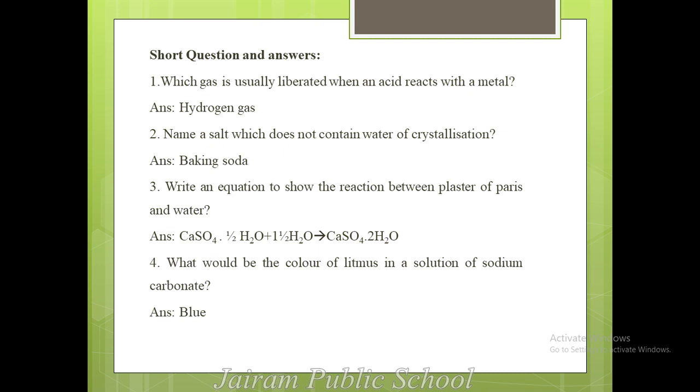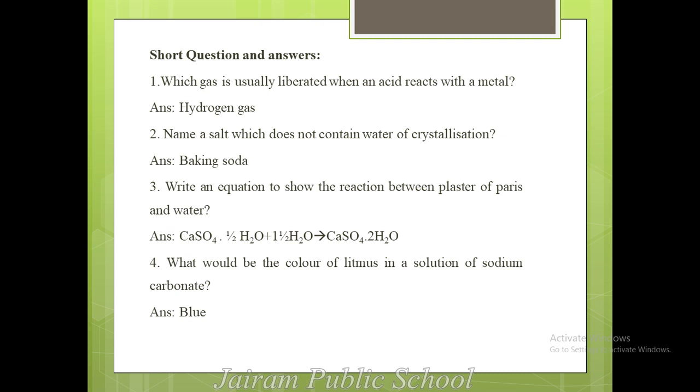First question, which gas is usually liberated when an acid reacts with a metal? So when acids react with a metal, what type of gas will be liberated? Here the answer is hydrogen gas. That is the first reaction you have to apply: acid plus metal gives salt plus hydrogen gas. That thing you have to apply to this question.